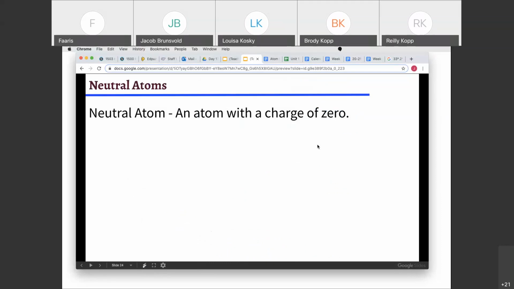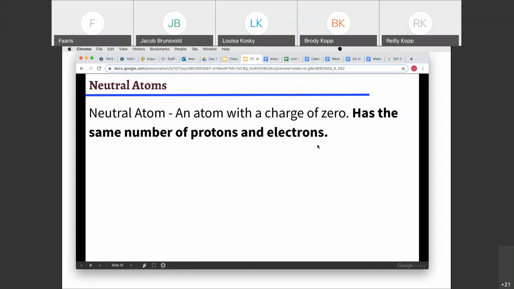Okay, so neutral atom is an atom with a charge of 0, has the same number of protons and electrons. So we're only going to be dealing with neutral atoms to start. Eventually here we'll talk about atoms with charges. Those are called ions. But for right now, we're only going to be dealing with neutral atoms. So atoms with the same number of protons and electrons.